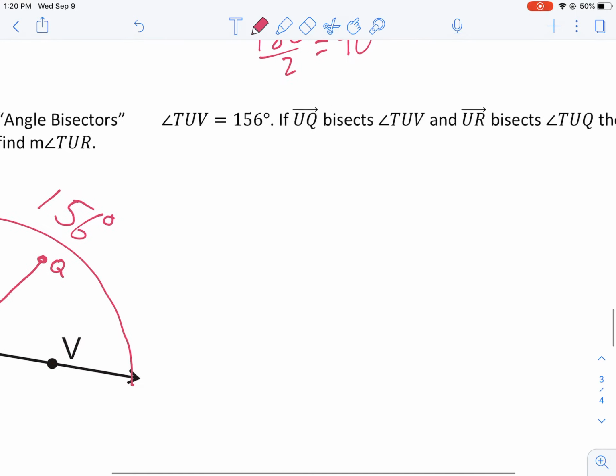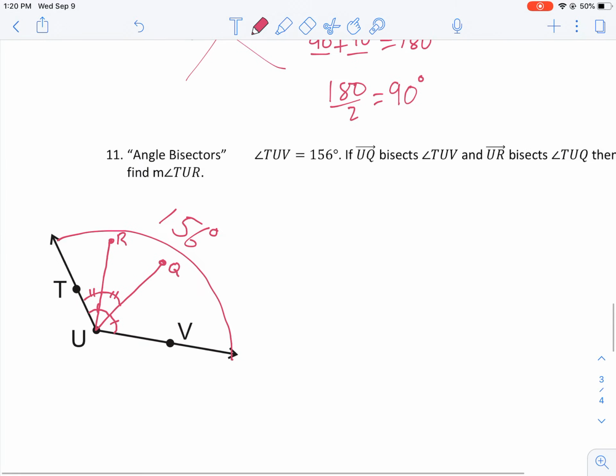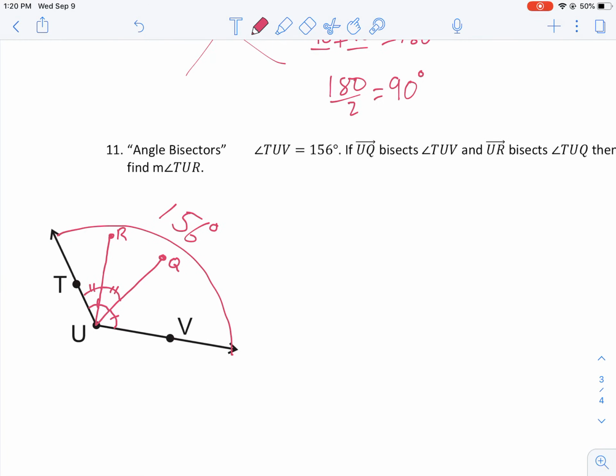Then it says UR bisects TUQ. So TUQ is that angle right there. So now we have UR, all right? So now we have another angle. Right here, all right, another bisector. So now we know this angle is congruent to this angle because bisectors cut the angle in half. And it says then find the measure of TUR.